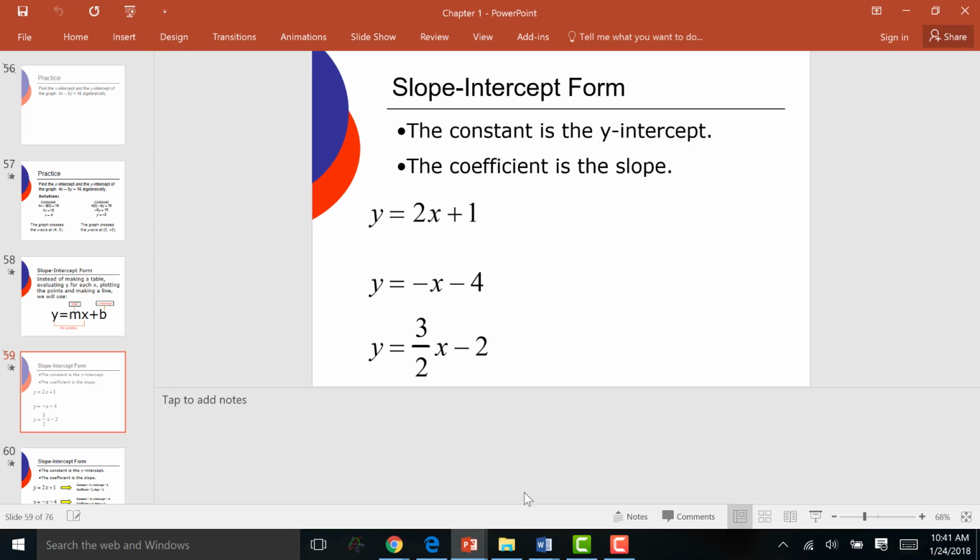When the x and the y are on the same side of the equal sign, it's called general or standard form. So, can you know what the slope of this line is just by looking at it? Say no. Why? Because it's got to be written in this format.